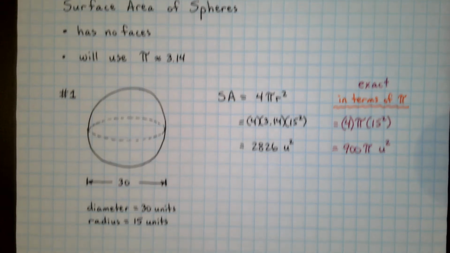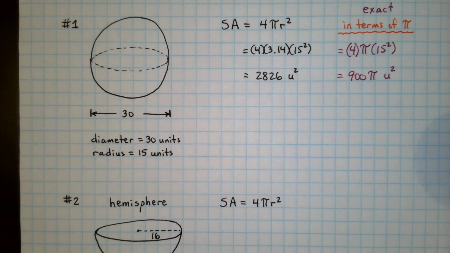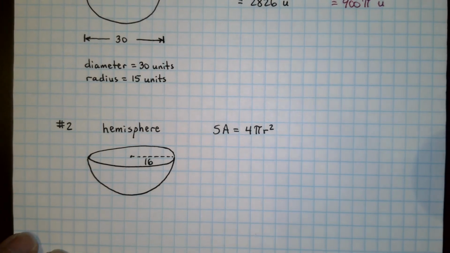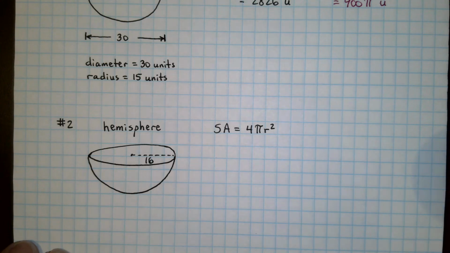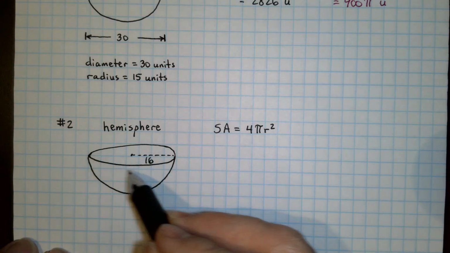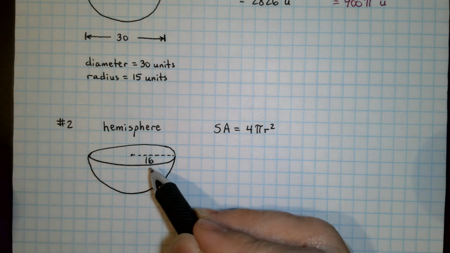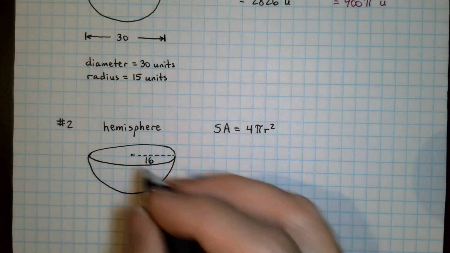Well, you don't always have an entire sphere. Sometimes you have part of one. And in this second example, we have half of a sphere we'll call a hemisphere. It also has a circle here that's going to be having a radius or a diameter, in this case a radius.